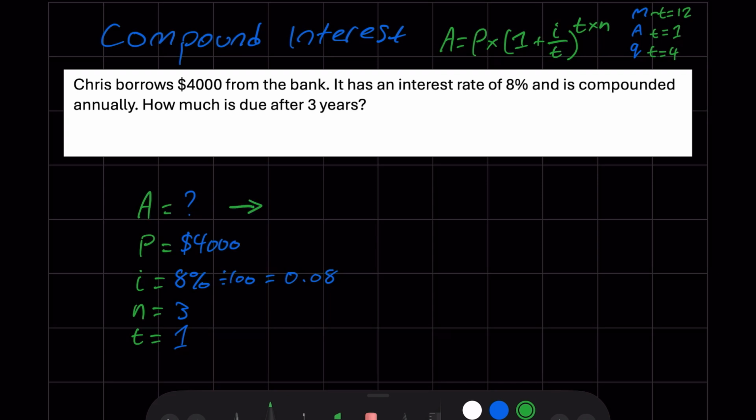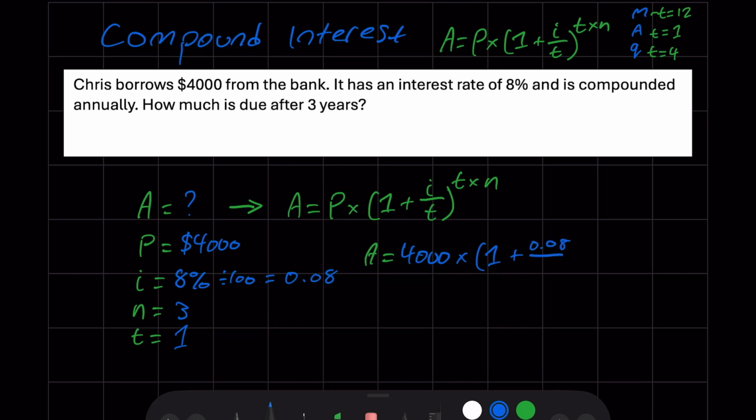Let's write out our formula for A. A equals P times 1 plus I over T to the power of T times N. So A equals, our P is 4,000, times bracket 1 plus our I is 0.08 divided by T, which is 1, to the power of T times N, which is 1 times 3.